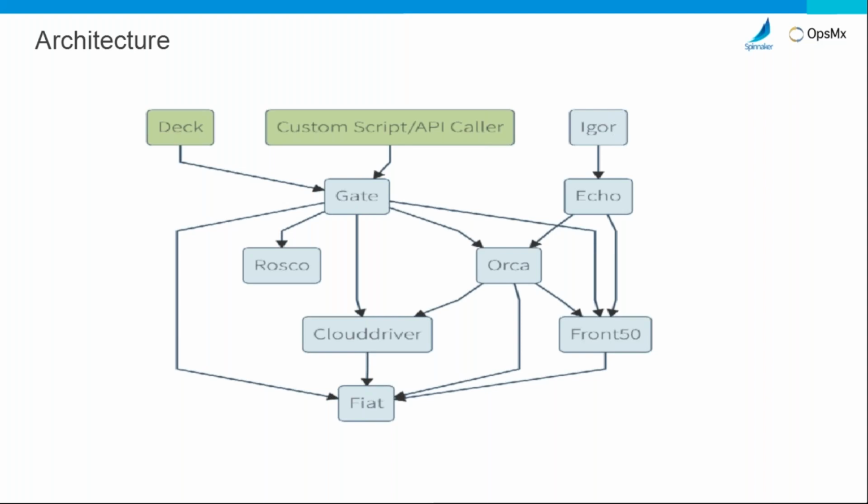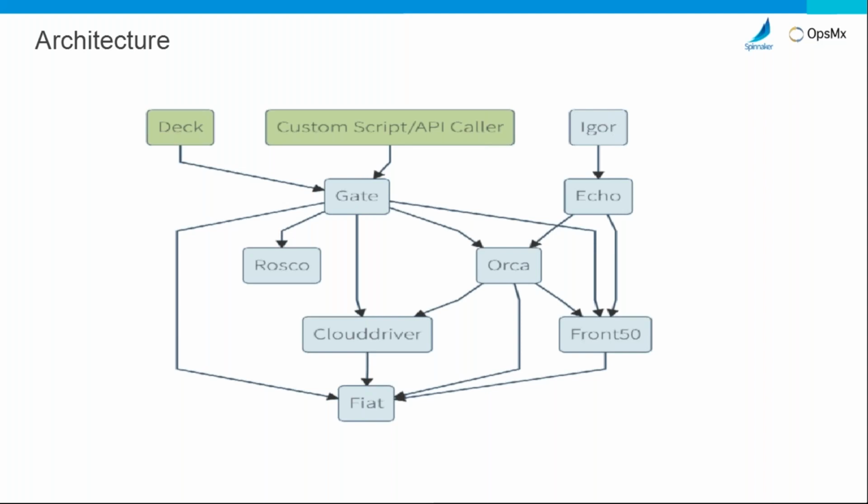And Rosco is basically used for baking your images, which produces immutable VM images for various cloud providers. Again, you can deploy it in GCP, AWS, Azure. So for baking an image, right now it wraps your image with Packer, but later on it will be expanded to support additional mechanisms for producing images.